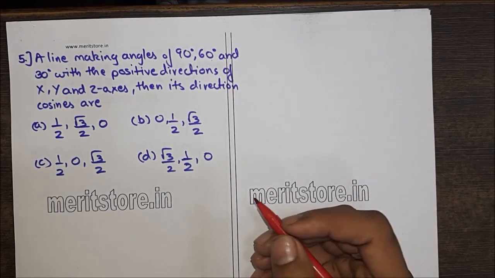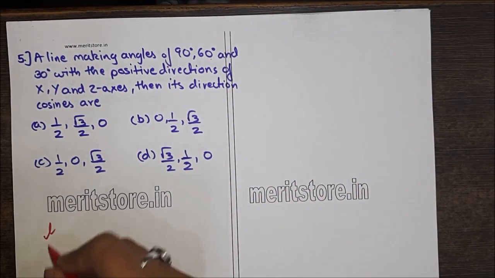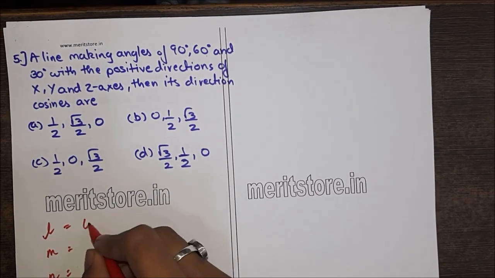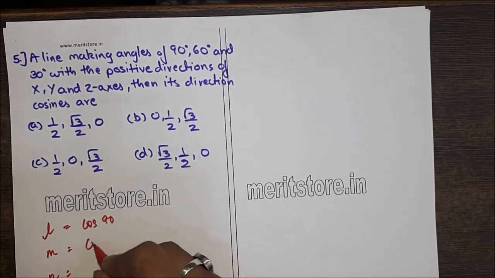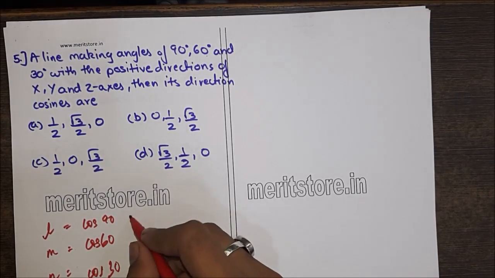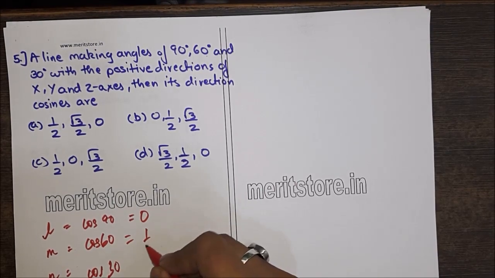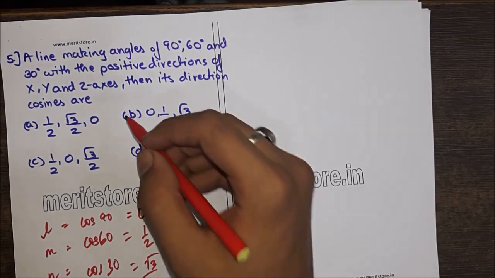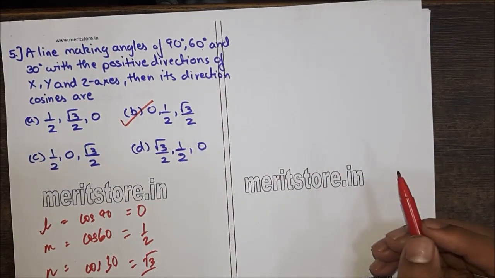Okay, so let the direction cosines of the line be denoted similarly by L, M, and N. They would be cos of 90, cos 60, and cos 30. We get the values as 0, 1 by 2, and root 3 by 2. So the correct answer would be option B.